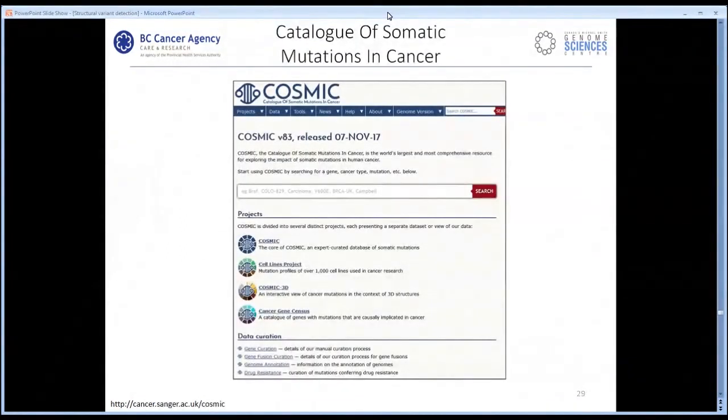Another useful resource is COSMIC, which is hosted at the Wellcome Trust Sanger Institute. COSMIC is a curated resource where they have not only gene fusions, but they have somatic variants, and they have also a lot of information about cell lines as well. So it's useful to see whether your gene fusion has been seen in a cell line and could lead to further functional work using a cell line.